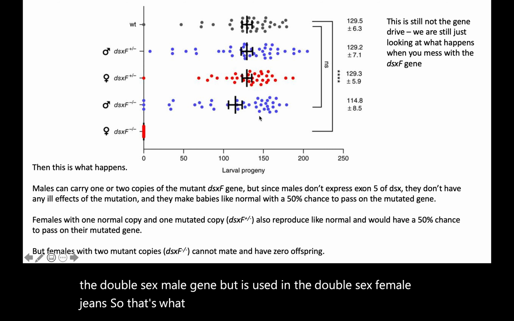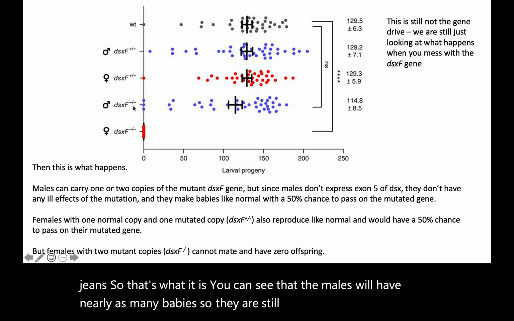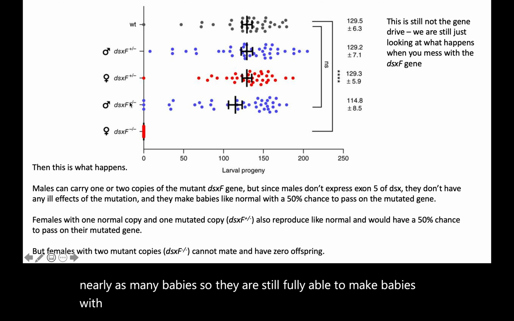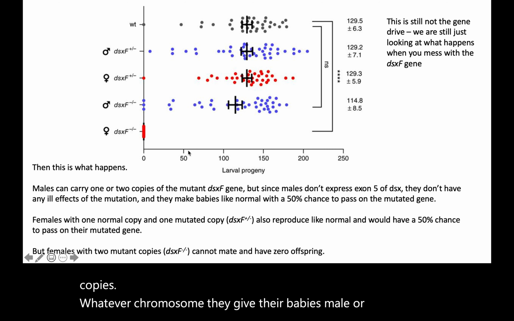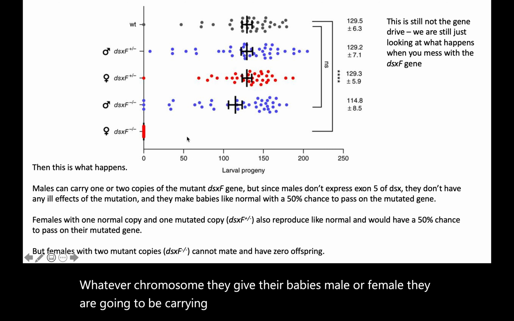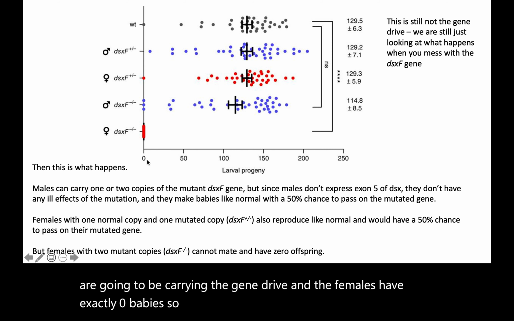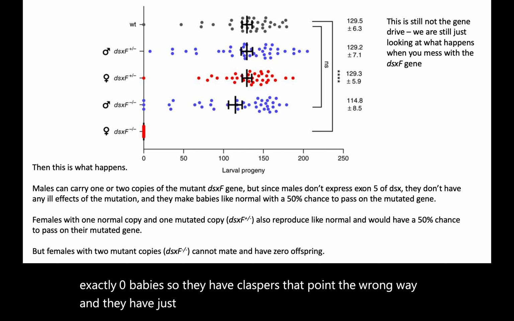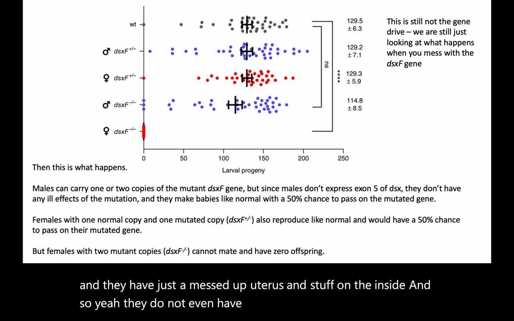You can see that the males will have nearly as many babies. So they are still fully able to make babies with females. But since they have two mutated copies, whatever chromosome they give their babies, male or female, they are going to be carrying the gene drive. And the females have exactly 0 babies. So they have claspers that point the wrong way, and they have a messed up uterus and stuff on the inside. And so they do not even have a chance to pass on their genes.